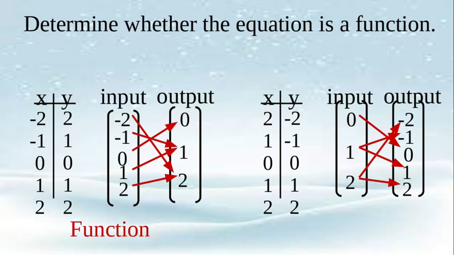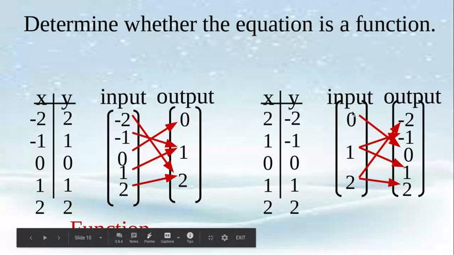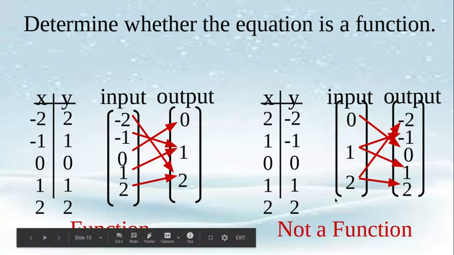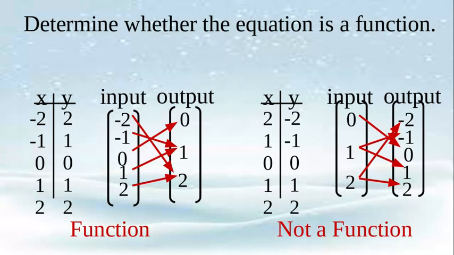So is it a function? Well, let's look. 0 only has 1 arrow, so it's good. Oh, but 1 has 2 arrows, so that's a problem. Can't have that. 2 also has 2 arrows. Can't have that. So not a function. All right, so that's how you tell if a mapping is a function or not.